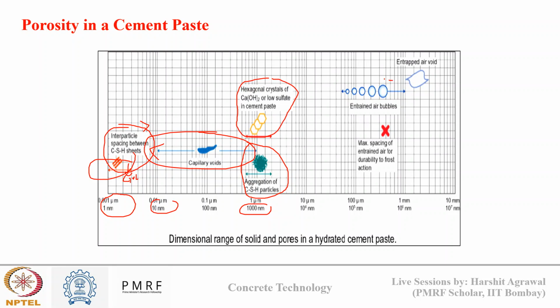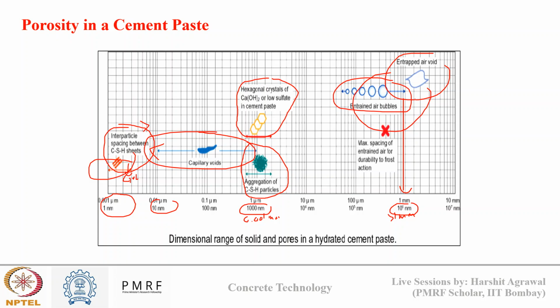And then the entrapped air bubbles or air voids lie in a very macro size range, above 10 to the power 3 nanometers, or more than 1 micrometer. This is 1000 nanometers, so this is 0.001 mm. So this is how these pores lie on a dimensional scale.